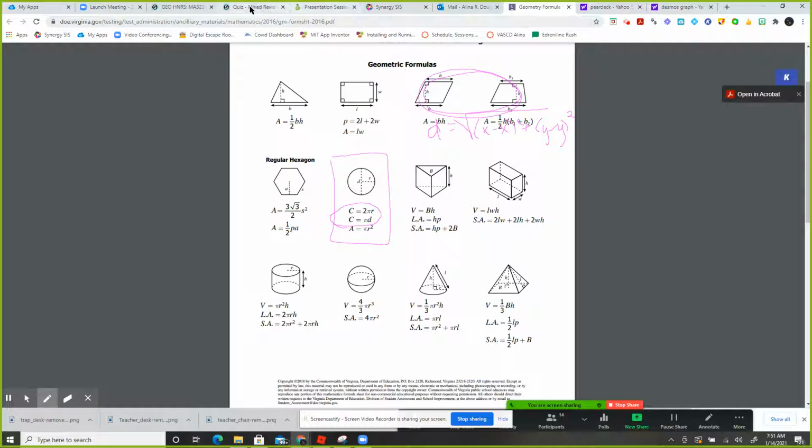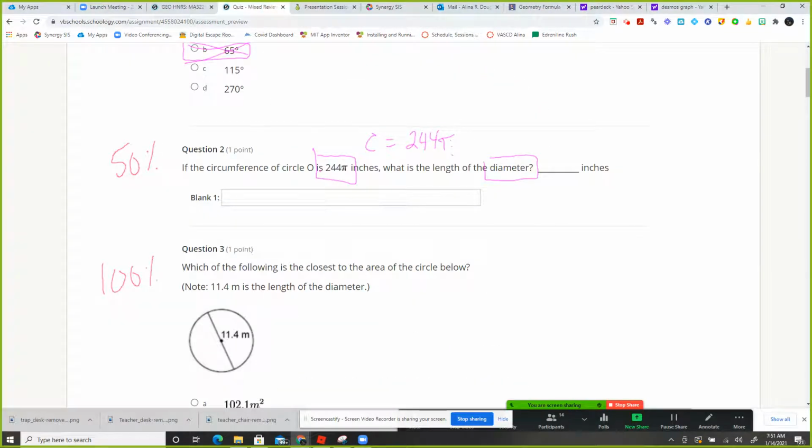So I'm going to come back to my quiz and put 2 pi r or pi d. If I want the diameter, I'm going to use this one, right? So if 244 pi equals pi d, then I divide by pi to get rid of the pi's. And what's left is 244 equals the diameter. And that's it.